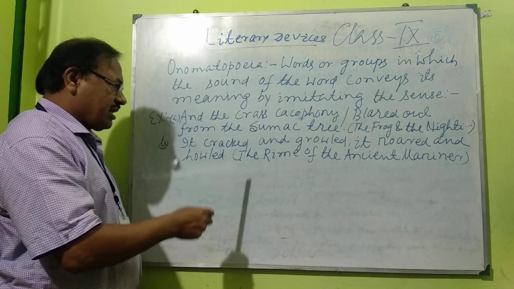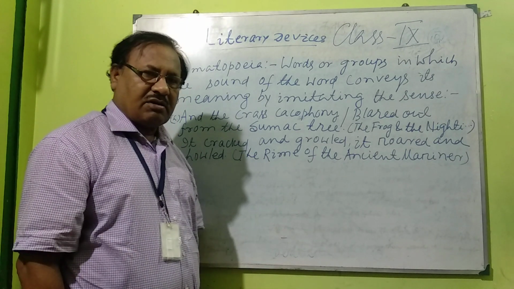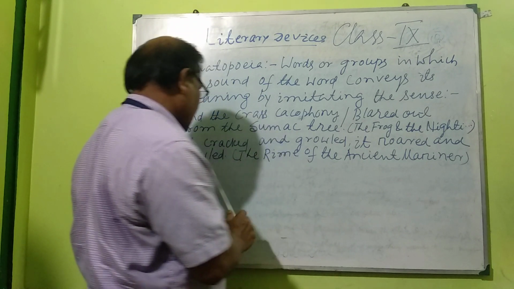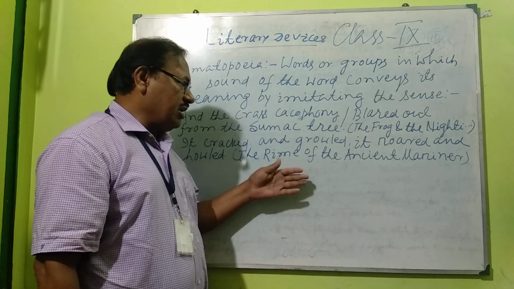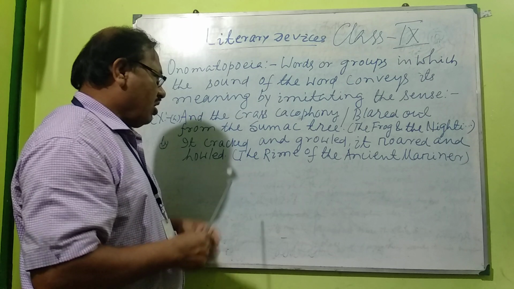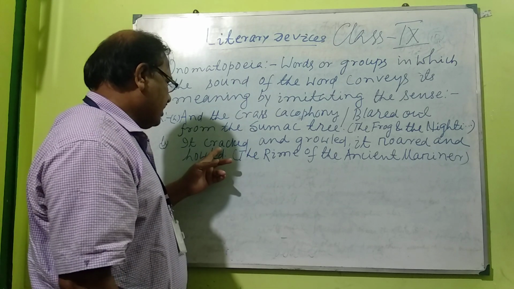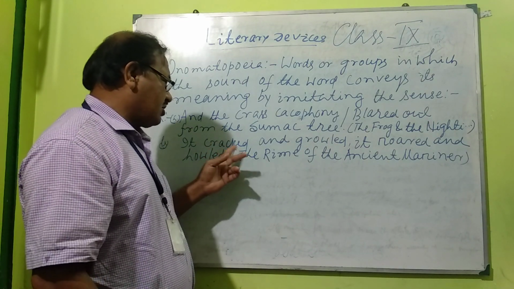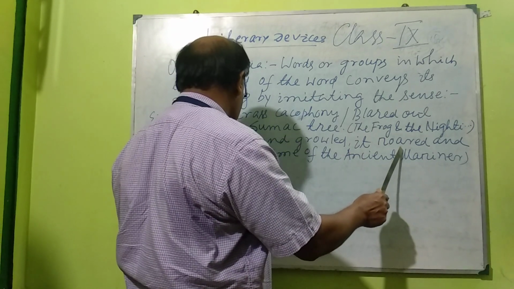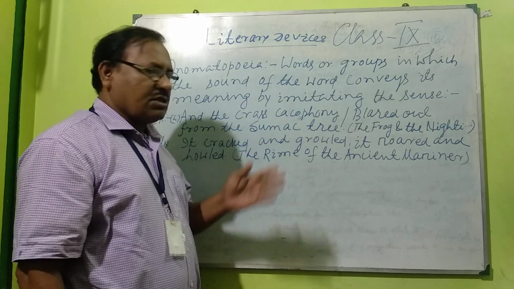Second example is taken from Samuel Taylor Coleridge's ballad, The Rime of the Ancient Mariner. This is a poem. So, "it cracked and growled and roared and howled." The situation is the ship is at the South Pole. The ship is surrounded with icebergs. All of a sudden, the icebergs started splitting. So it cracked. Whenever the icebergs got split, a cracked sound is produced. Growling sound, roaring sound, howling sound. So these are the words which produce some sort of a sound.